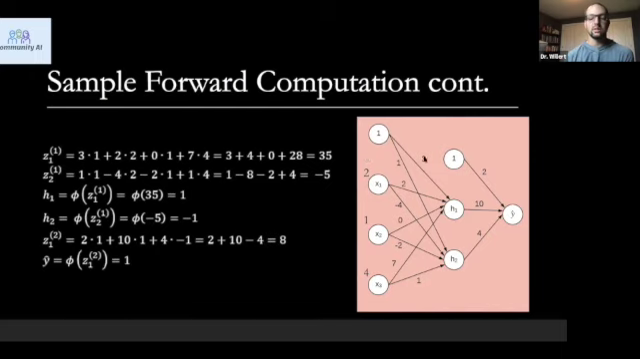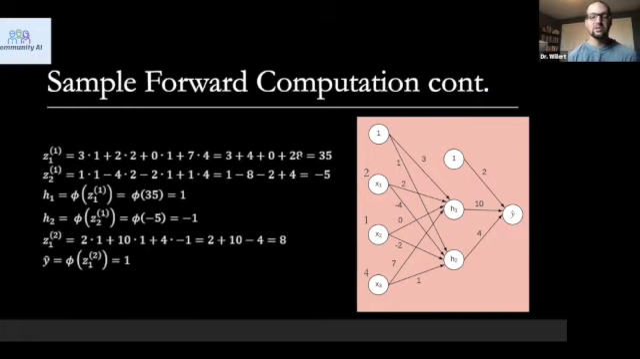Well, we have 3 times 1, and then we have 2 times x1, but x1 is 2, so that's 2 times 2. And then we have 0 times x2. X2 is 1, so that's just 0 times 1. And then we have 7 times x3. X3 is 4. So when we sum that all up, we get 3 plus 4 plus 0 plus 28, and that gives us 35 for the value of z11.